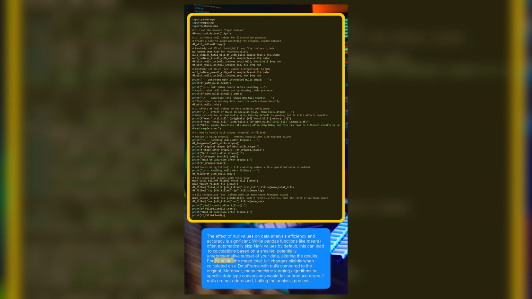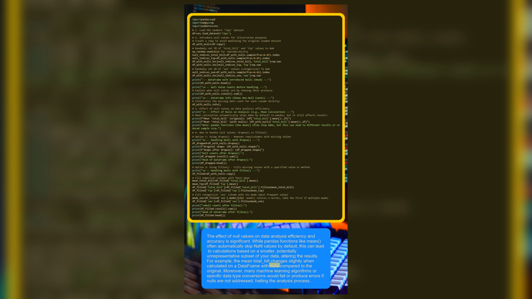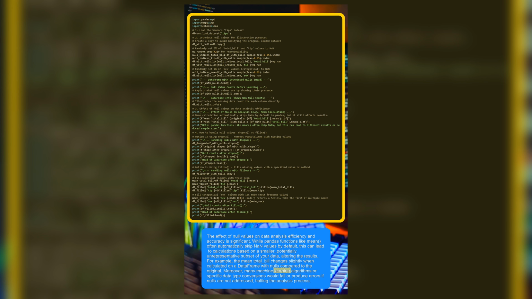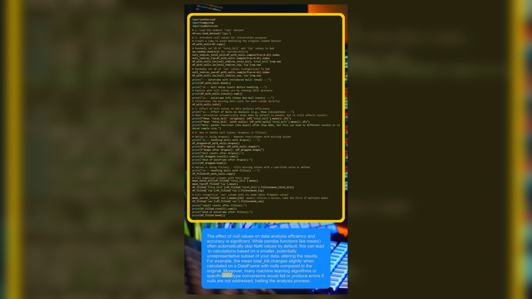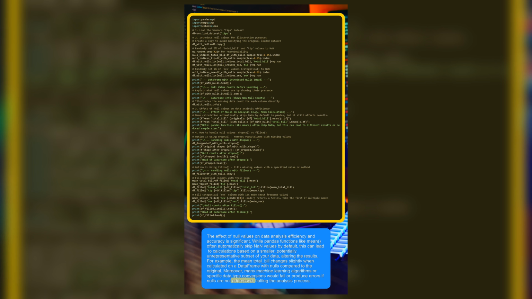For example, the mean total_bill changes slightly when calculated on a data frame with nulls compared to the original. Moreover, many machine learning algorithms or specific data type conversions would fail or produce errors if nulls are not addressed, halting the analysis process.